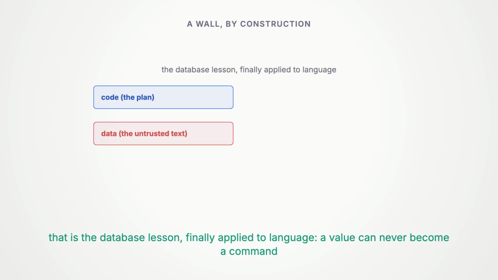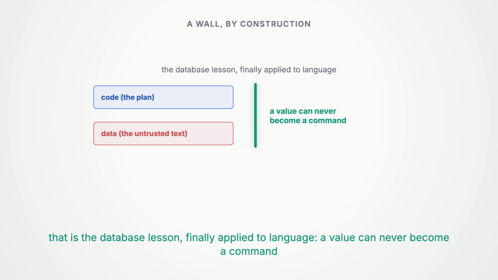That is the database lesson, finally applied to language. Code and data on separate channels, so a value can never become a command. In testing on an agent benchmark, this kind of design still completed most of the tasks, roughly speaking, while giving a provable guarantee against the injection instead of a probably.